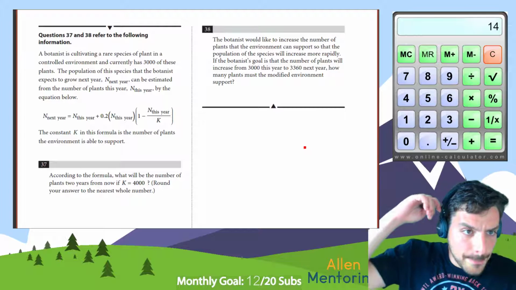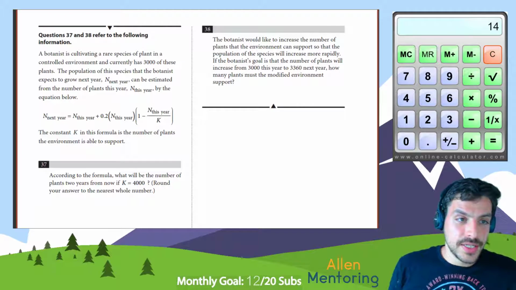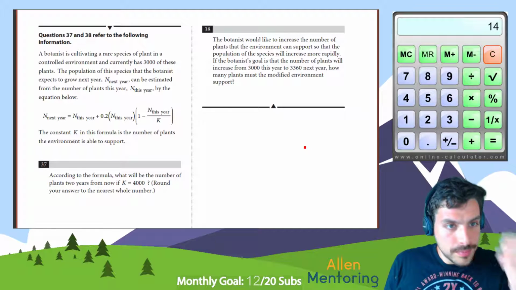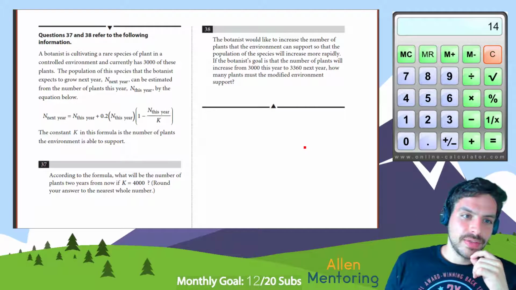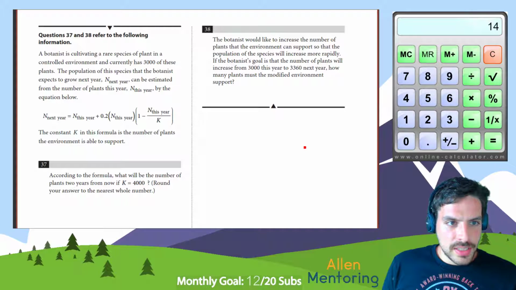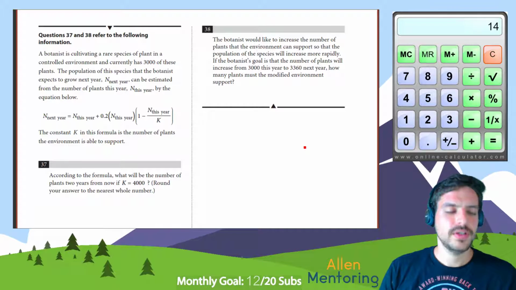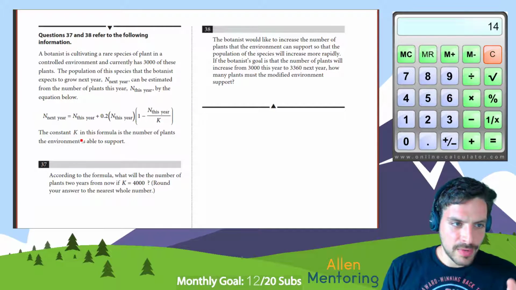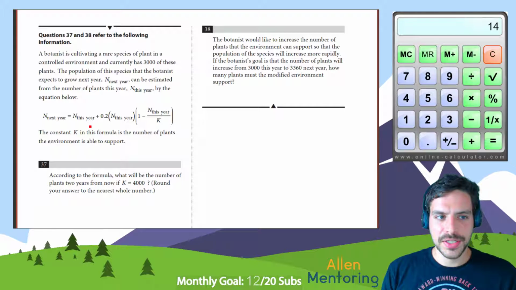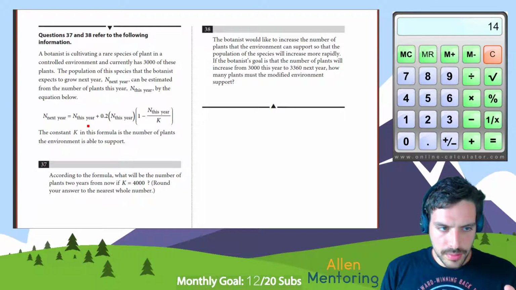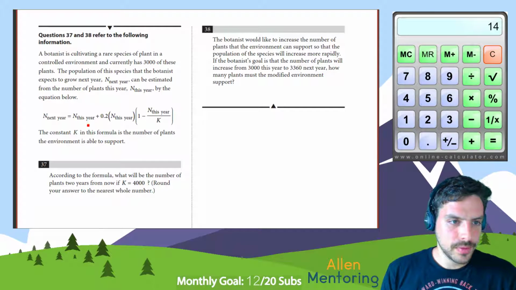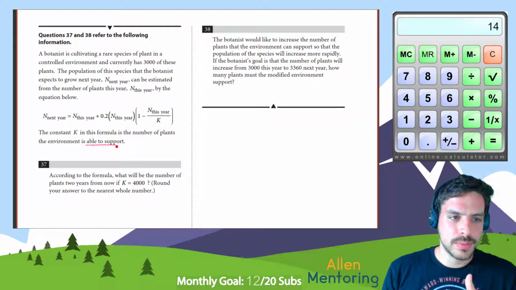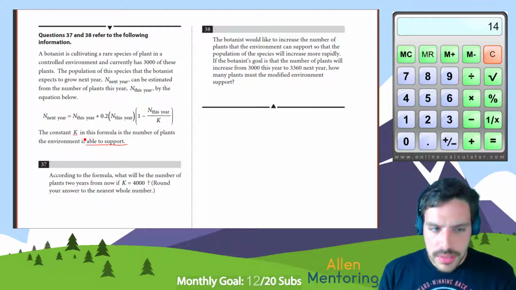All right. A botanist is cultivating a rare species of plant in a controlled environment, and currently has 3,000 of these plants. The population of the species that the botanist expects to grow next year can be estimated from the number of plants this year by the equation above. So this looks intimidating, but I don't want you to worry too much. It just references N of next year and calculates it using N of this year, okay? And what does K mean? K is the number of plants that the environment is able to support. Okay, so that's what K is. All right, so let's not get worried.